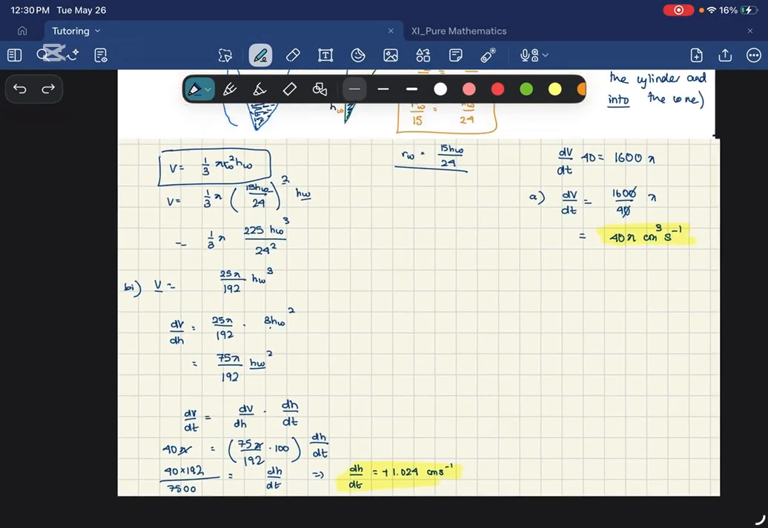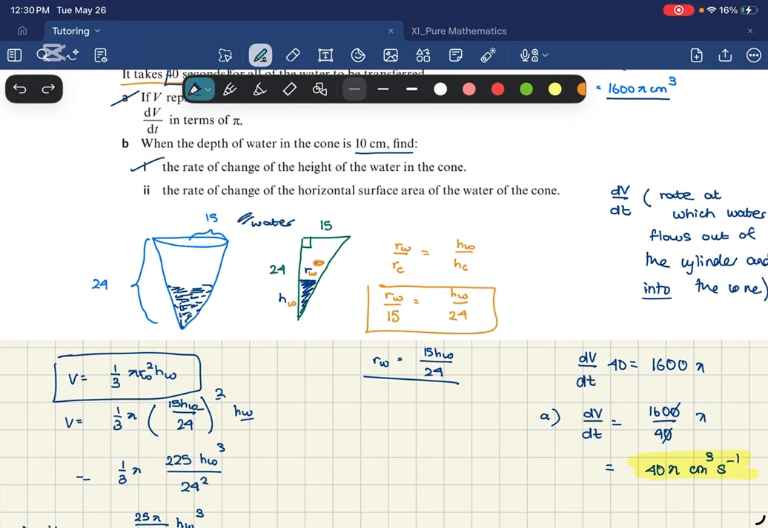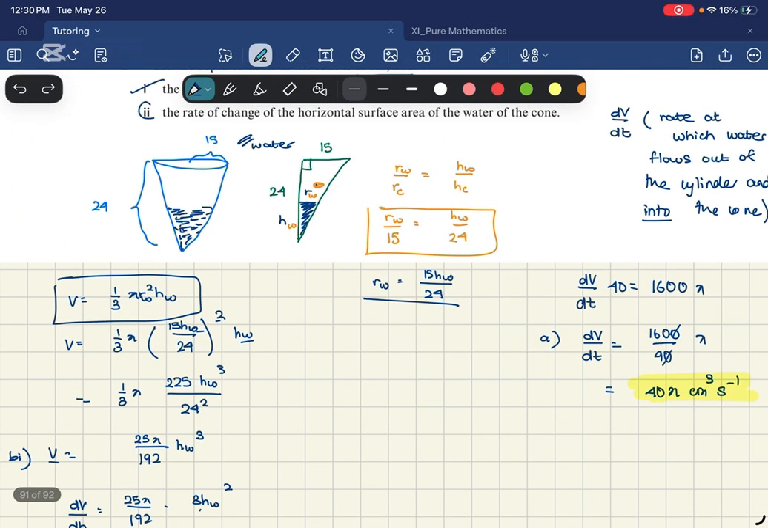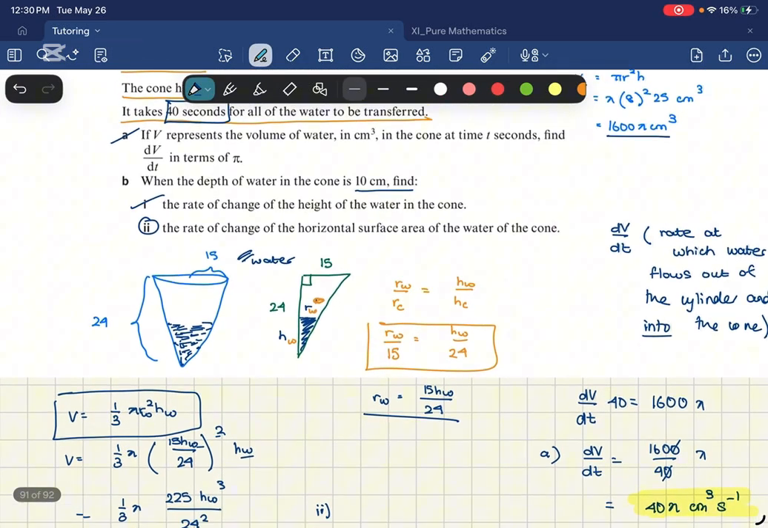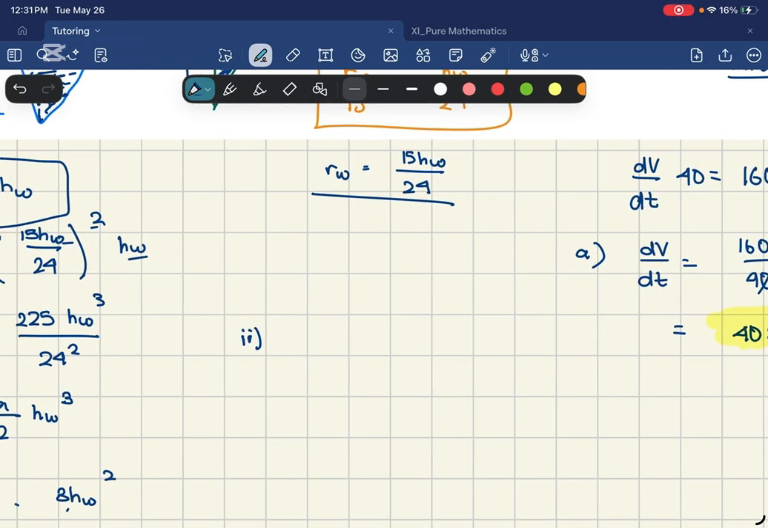So we did part A and we did part B, part 1. I hope you understood the explanation for that one. So now part 2 of sub question B: find the rate of change of the horizontal surface area of the water in the cone.